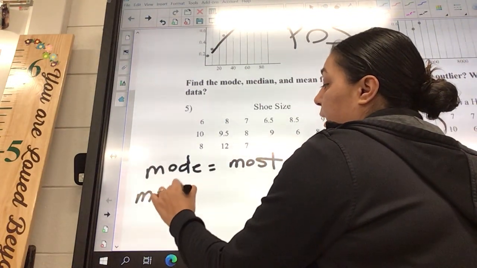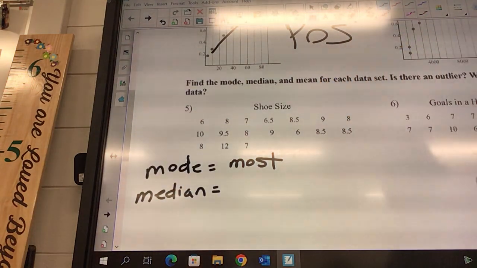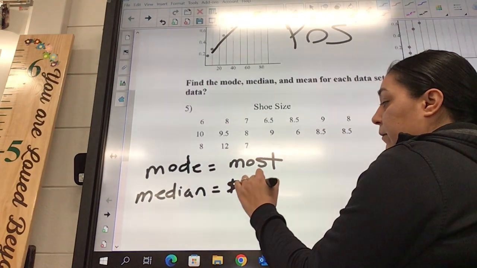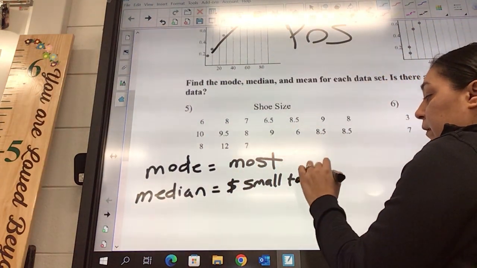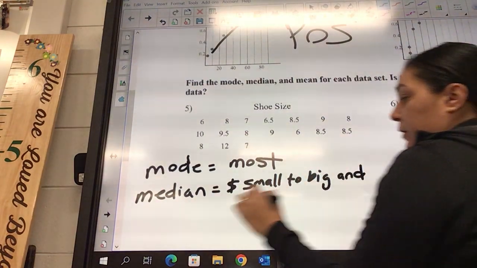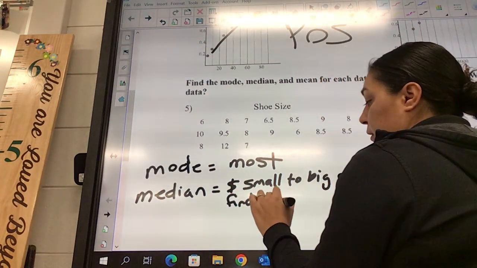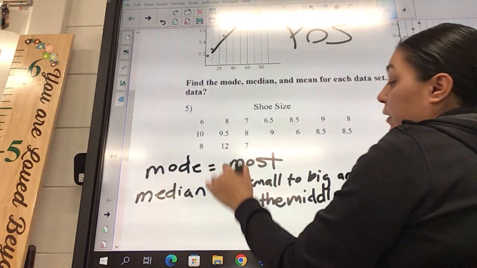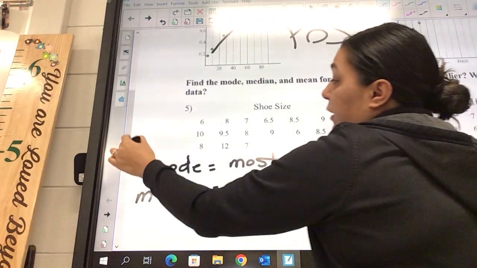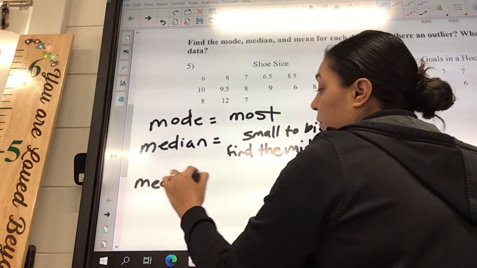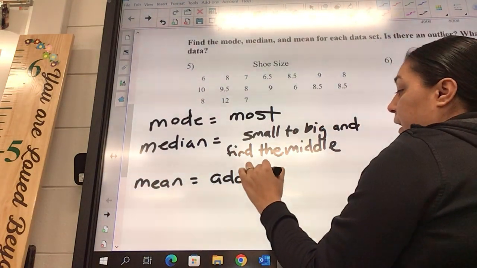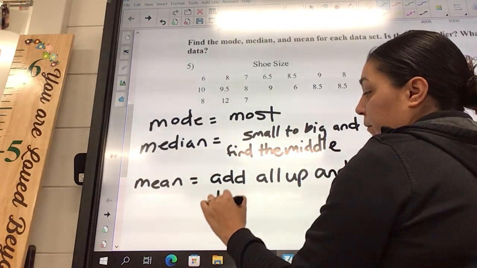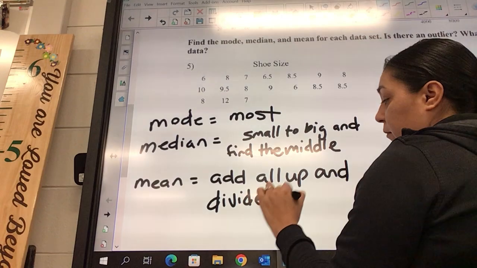Okay, the median. How do we find the median? Yeah, okay, it's the middle. So you do from small to big and find the middle. Okay? It's essentially how you find the median. How do we find the mean? Add them all, divide by number of stuff there. Add all up and divide by the terms.